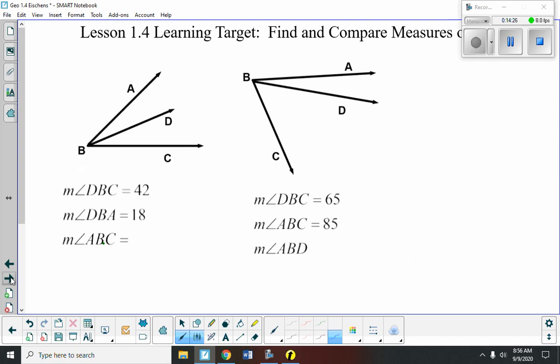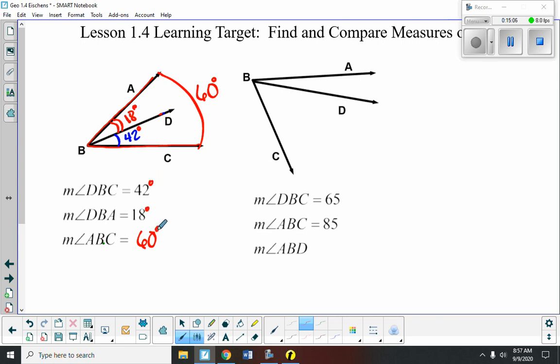So in this problem, it says the measure of angle DBC is 42. What you always want to do is mark your diagrams. So that's 42. The measure of angle DBA is 18. So from D to B to A is 18. What is the measure of angle ABC? So 42 plus 18 would be 60. So the sum of the two is 60 degrees.